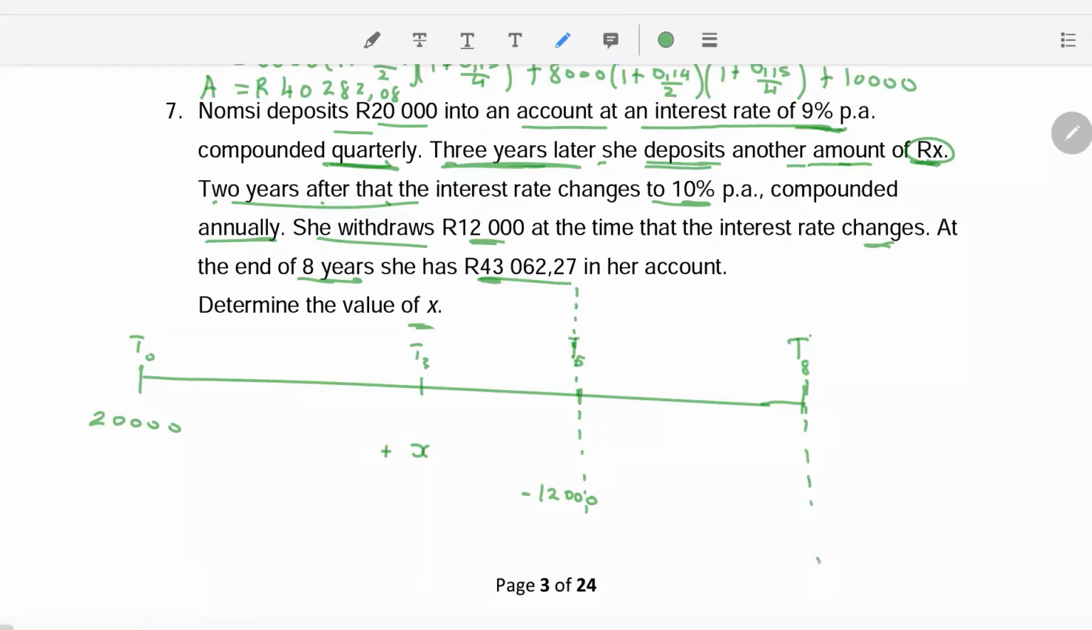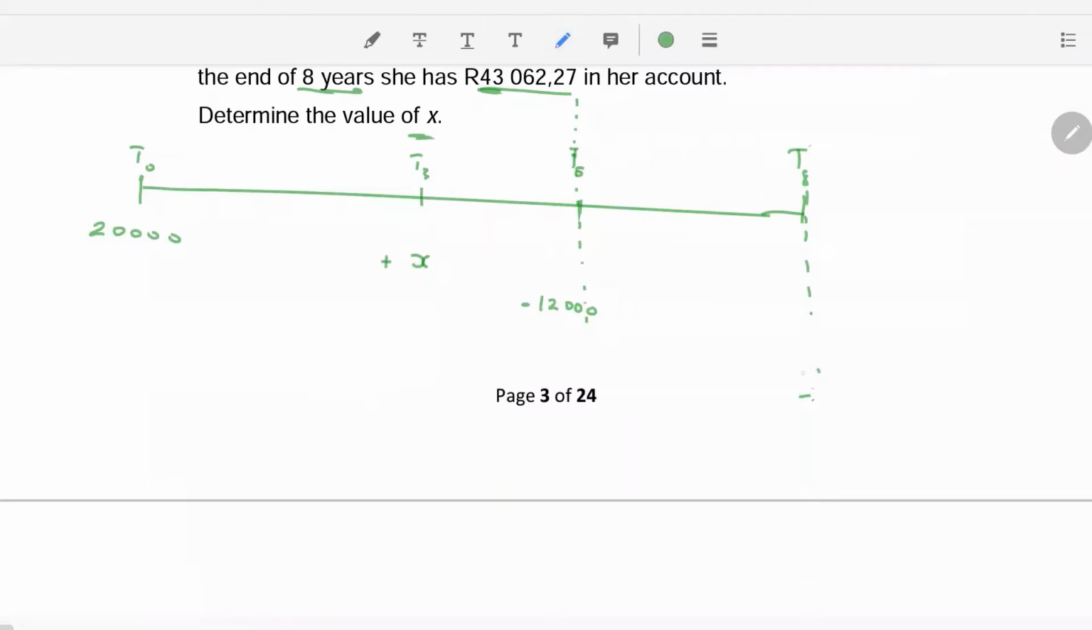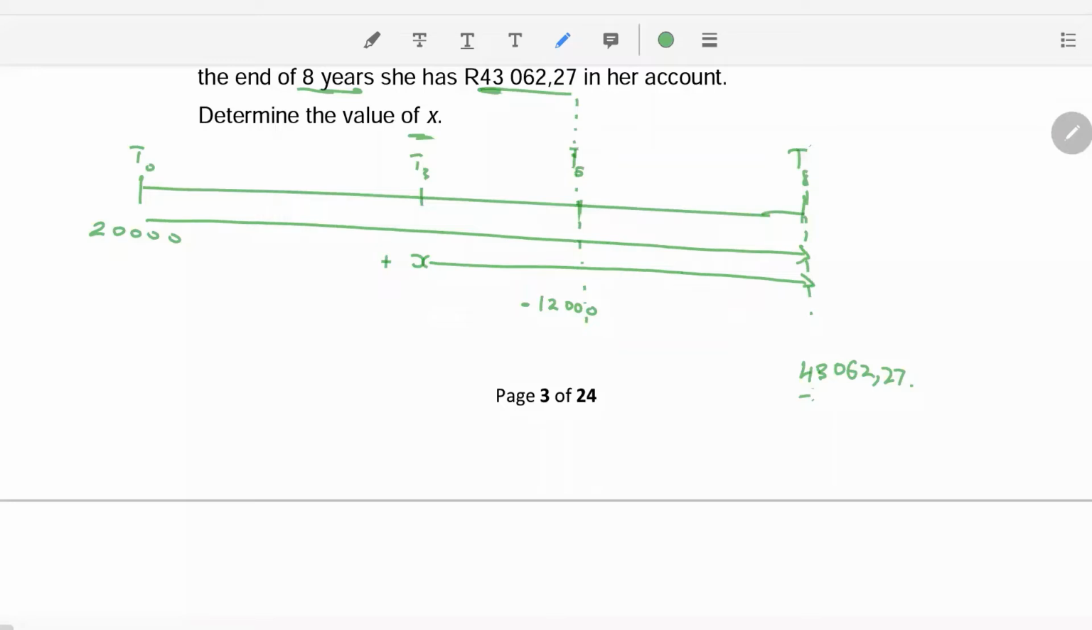there is an amount of 43,062.27. So first, the 20,000 is assumed to be in the account till the end of the period. Similarly with the X amount, and then withdrawing the 12,000, meaning the 12,000 could have been in the account. So when you withdraw an amount from the account, you also lose the interest that amount would have gained if it was left in the account until a given period. So we shall have to deduct the 12,000 together with the interest it would have earned.